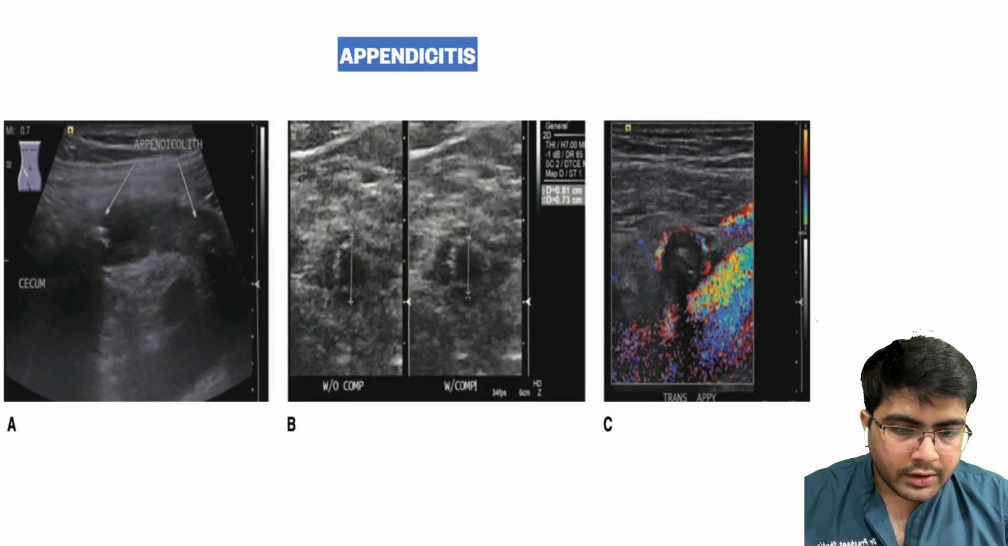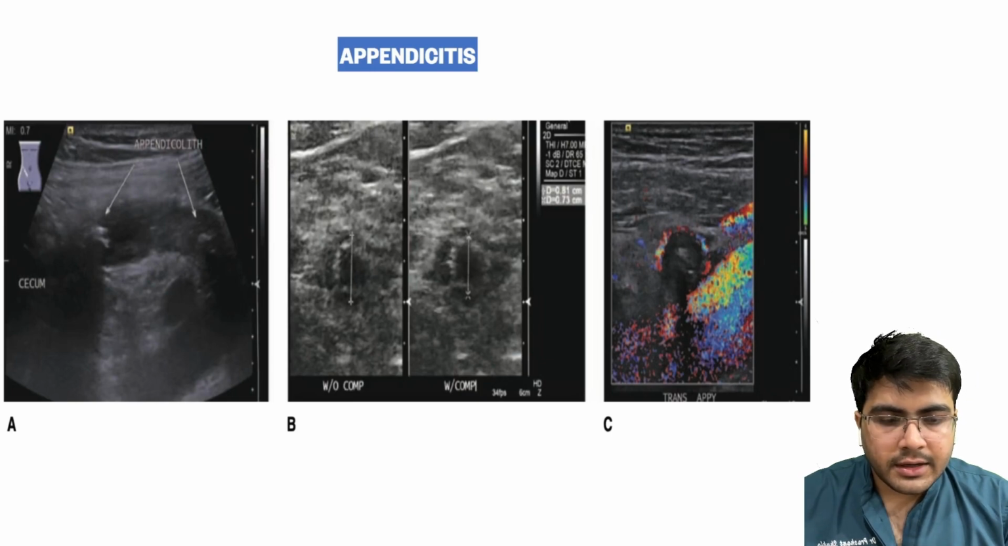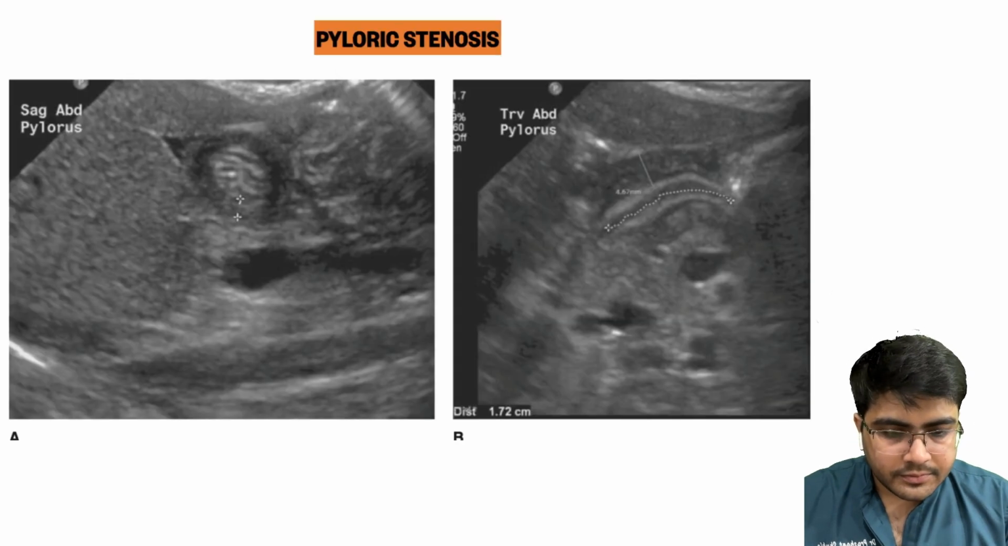And now on the transverse section you are able to detect the dilated appendix, and on the right hand side you can check the hypervascularity of the appendix by using the Doppler mode.